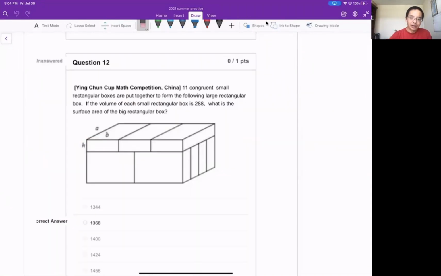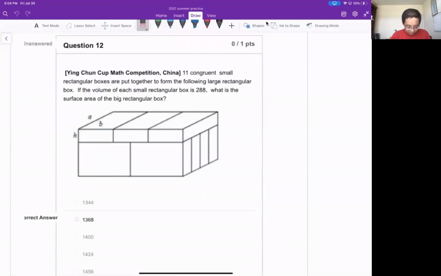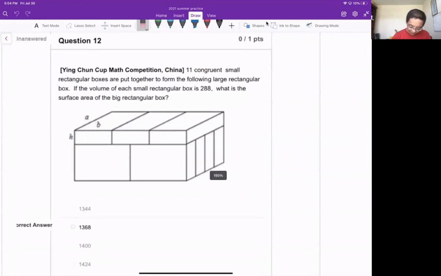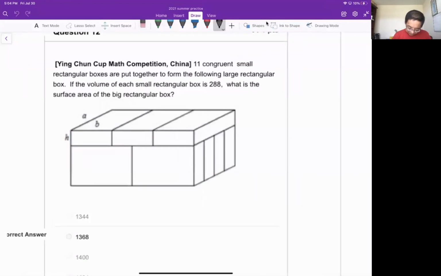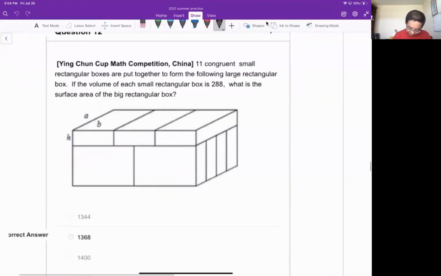Question number 12. The problem says we have 11 congruent small rectangular boxes that are put together to form a large rectangular box, and the volume of each small box is 288. The question is, what is the surface area of the big box? When we look at this picture, it's easy to derive the following relations. Here, this is h, and this is also h, and this is a.